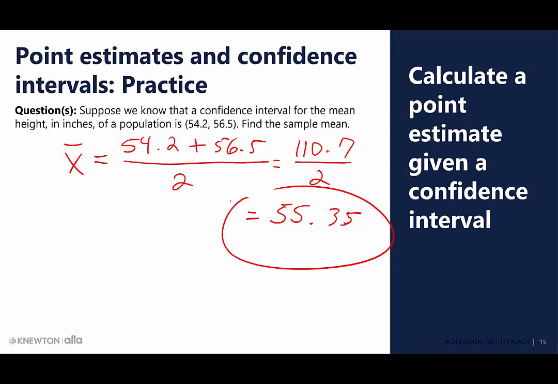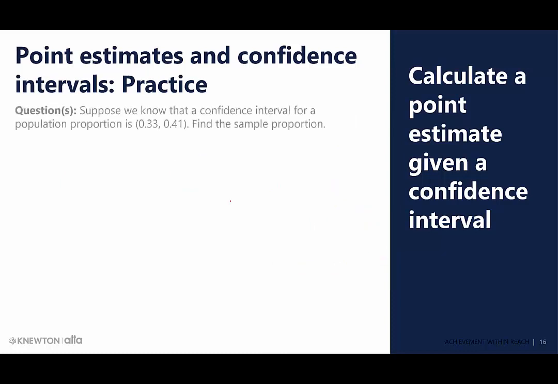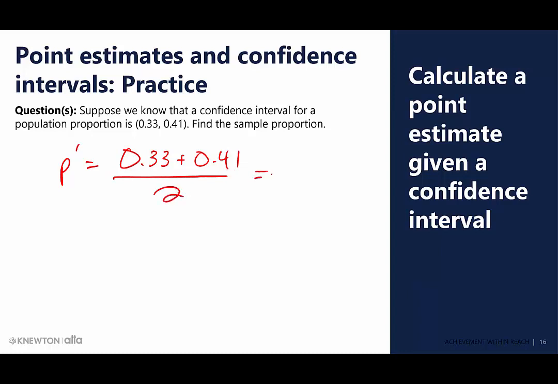Remember, the question here is a little different. The question is not saying find the margin of error. It's saying find the middle, basically. Find the middle. And I believe they're going to ask us to do it one more time for proportions. Here we go. So the center of this confidence interval will be P prime, the sample proportion, equals 0.33 plus 0.41. We divide that by 2.